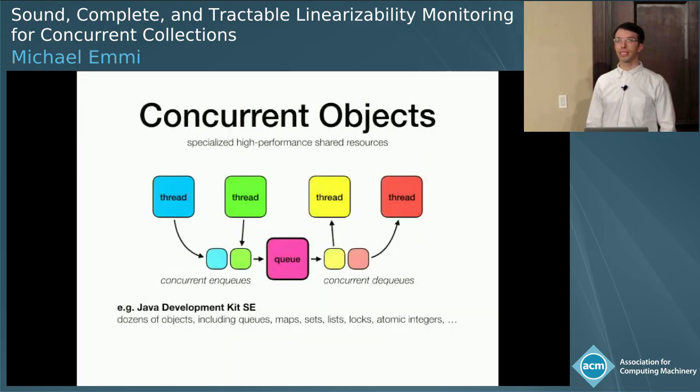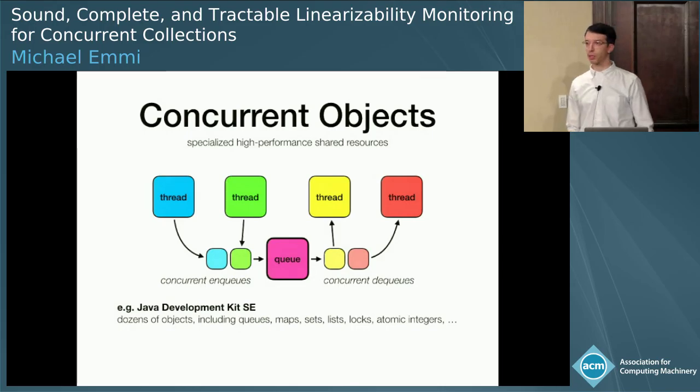So just to breeze over real quickly what I'm talking about here, concurrent objects are specialized high-performance shared resources used in multi-threaded programs. Multiple threads can, for instance, access this queue data structure, concurrently enqueuing elements and dequeuing elements, both at the same time, by an arbitrary number of shared threads. These are designed to work with unbounded numbers of threads and so on. These are provided by the standard libraries, and also non-standard libraries, of many popular programming languages. The Java Development Kit Standard Edition, for instance, includes dozens of objects, including queues, maps, sets, all of the things you normally think of as collections, as well as locks, atomic integers, and other things like this too.